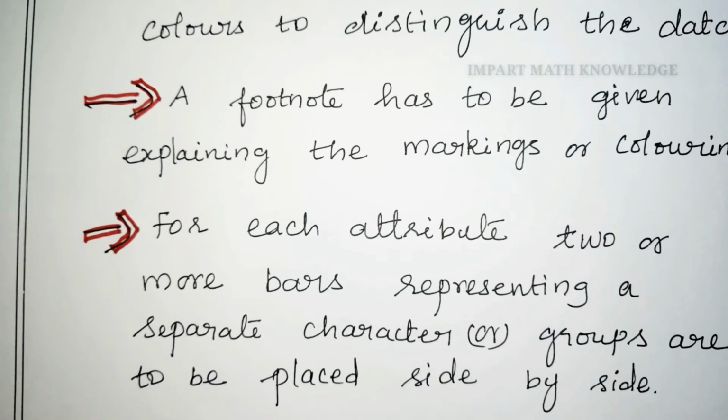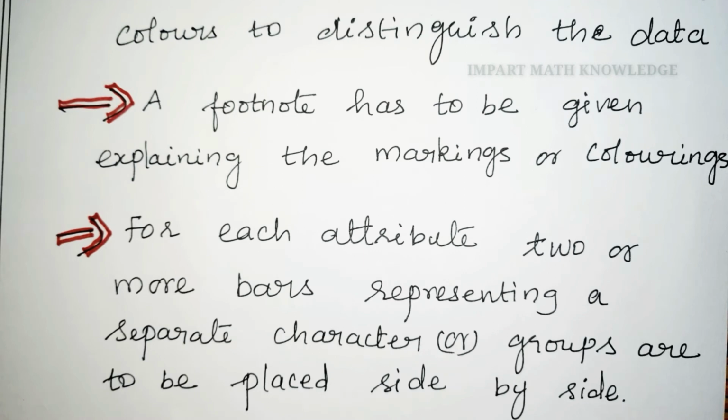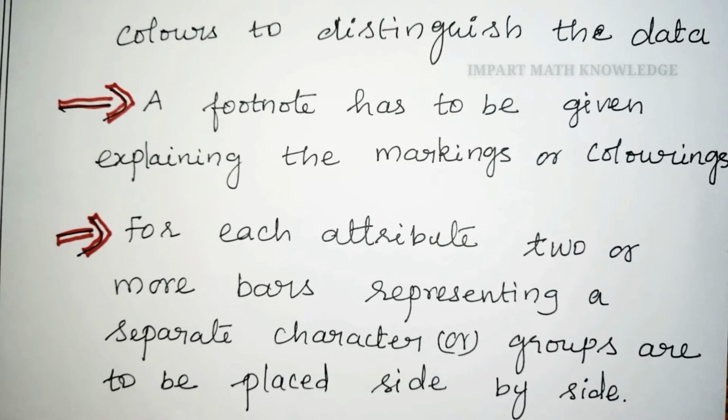For each attribute, two or more bars representing a separate character or groups are to be placed side by side. Multiple bar diagram is an extension of simple bar diagram. Say for example, the number of corona patients in the month of April, May, June in China. This is a single variable, the number of patients in China for 3 months. So for these kind of problem, we go with the simple bar diagram.